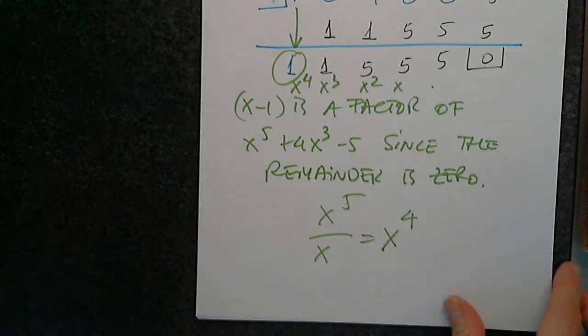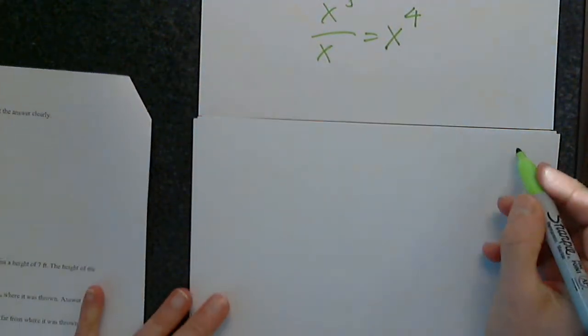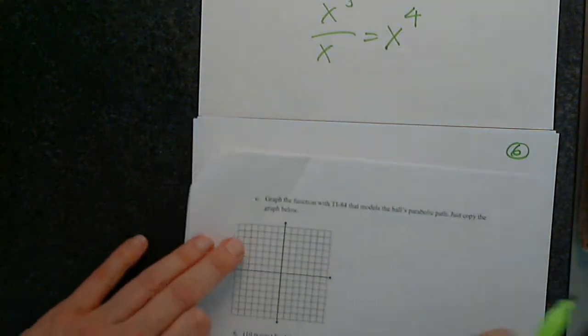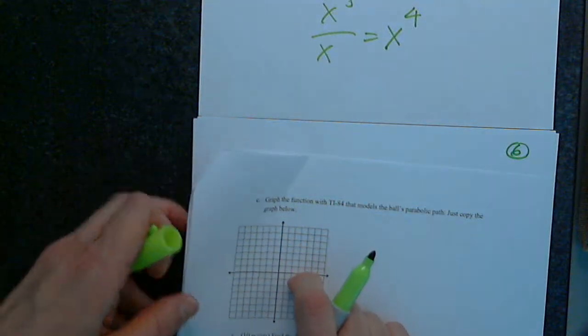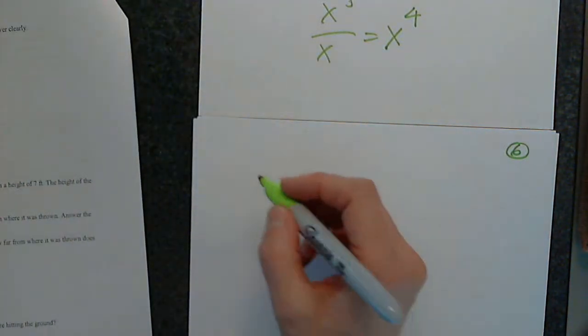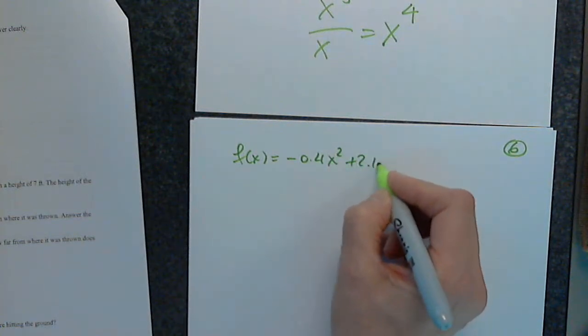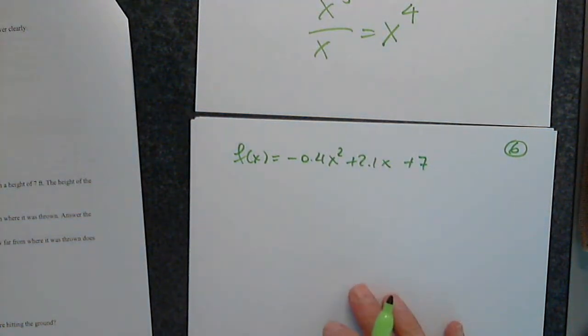Very good. So we looked at this problem some time ago when we talked about polynomial functions. We have f of x equals negative 0.4x squared plus 2.1x plus 7. We're asked to find the maximum height. What type of function is it? And how do I find the maximum height? F of x is the height, x is the horizontal distance.